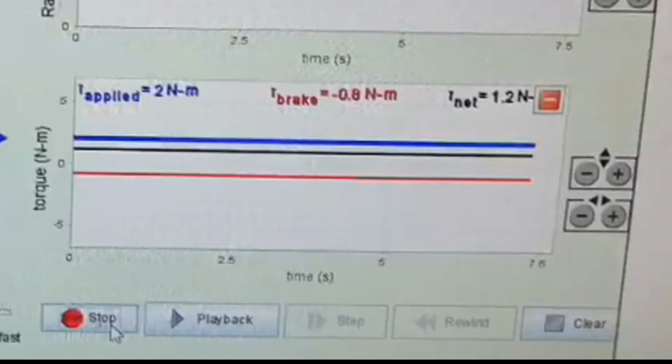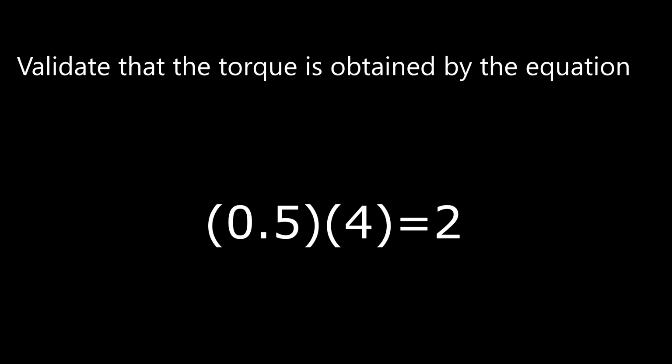And finally, in the third graph, that is the graph of the torque, the applied torque is 2 newtons, the friction torque is minus 0.8 newtons, and the net torque is 1.2 newtons. The values never change, so they always go in a straight line.